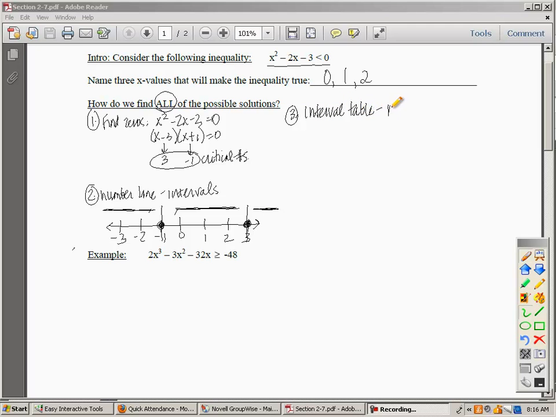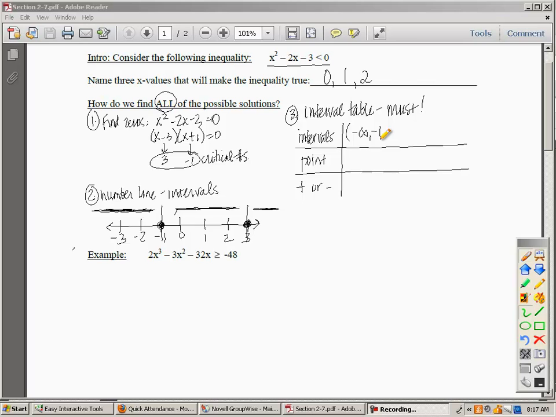And so what I'm going to do is help you set up what we call an interval table. So the third thing we're going to do is make an interval table. This table is a must. You're going to have to do this on the quiz for me anyways, and so I want to get you in that habit. The first thing we're going to do is put our intervals. Then we're going to pick a point, and then we're going to say, okay, did I get a positive number or did I get a negative? And I'm just going to set up this table. My intervals are from all the way left until I get to negative 1. So that first interval is from negative infinity to negative 1.